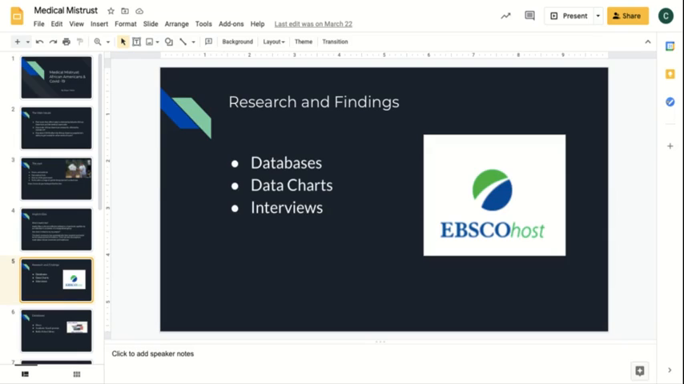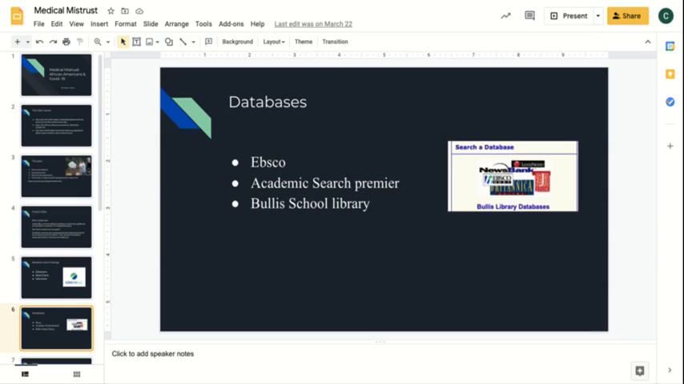Research and findings. In my project, I used a lot of databases, data charts, and interviews. I conducted 2 interviews with 2 people in the medical community. I used data charts to talk about different things in databases just to make sure that what I was looking up came from a really reliable source. The specific databases that I used were different databases throughout the school library, such as EBSCO and Academic Search Premier. I did use other things such as the CDC and other medical websites to help get all of my ideas and details through and straight.